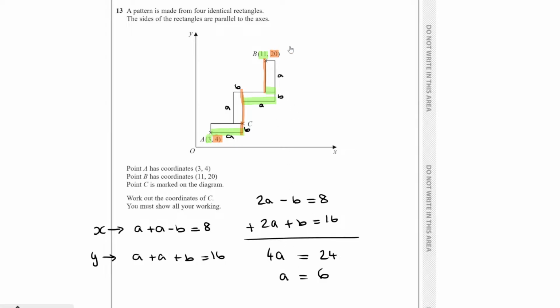And then the 16 came from the 20 and the 4. Do you see how the literal difference is 16? That's where that came from. I don't know if that answers your question. Same for the x, I did the same, but just horizontally.